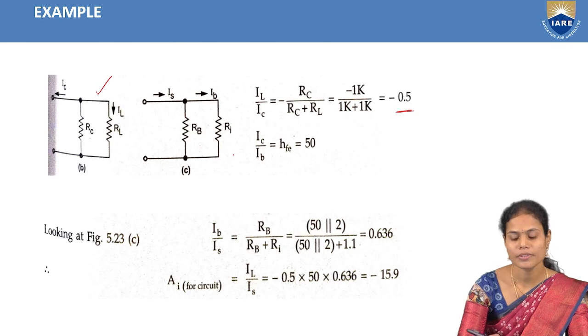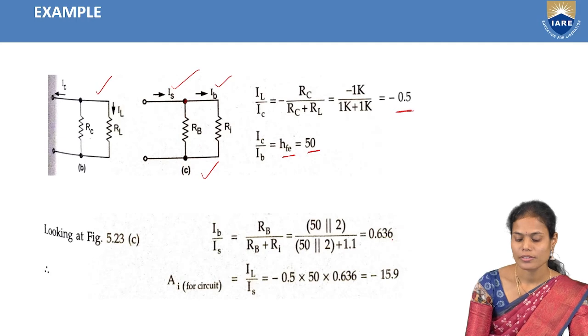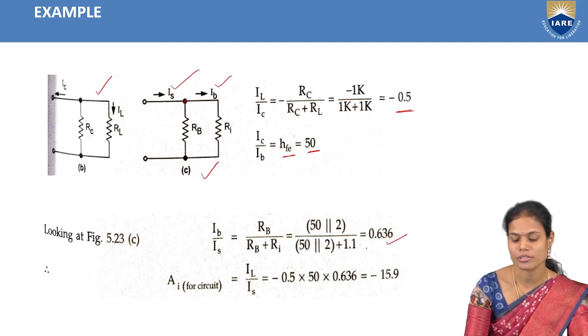And similarly, from the input side, we can find IC by IB. That value is nothing but the forward current gain, that is 50. And similarly, from this circuit, we can find IB by IS. That value is the current division, this is RB divided by RB plus R. So after substituting all these values, we will get 0.636.